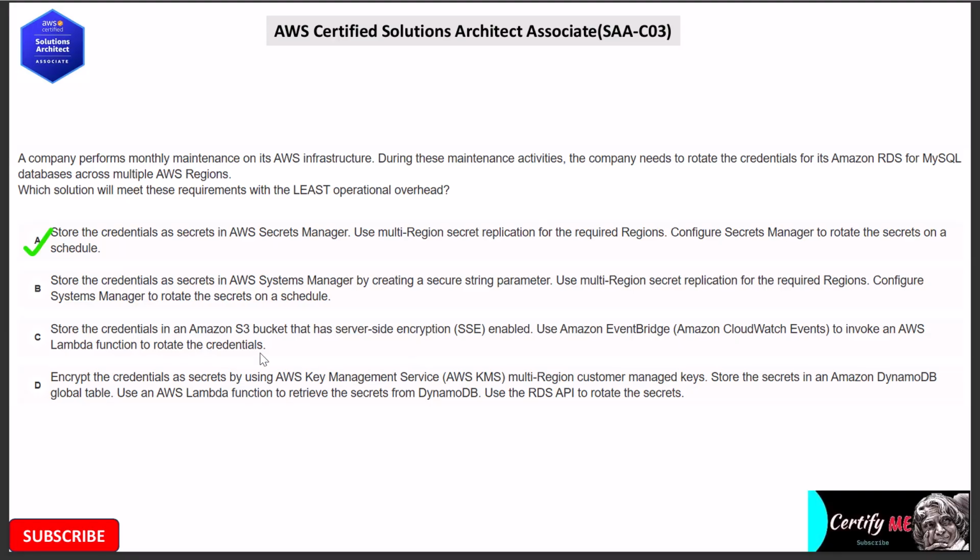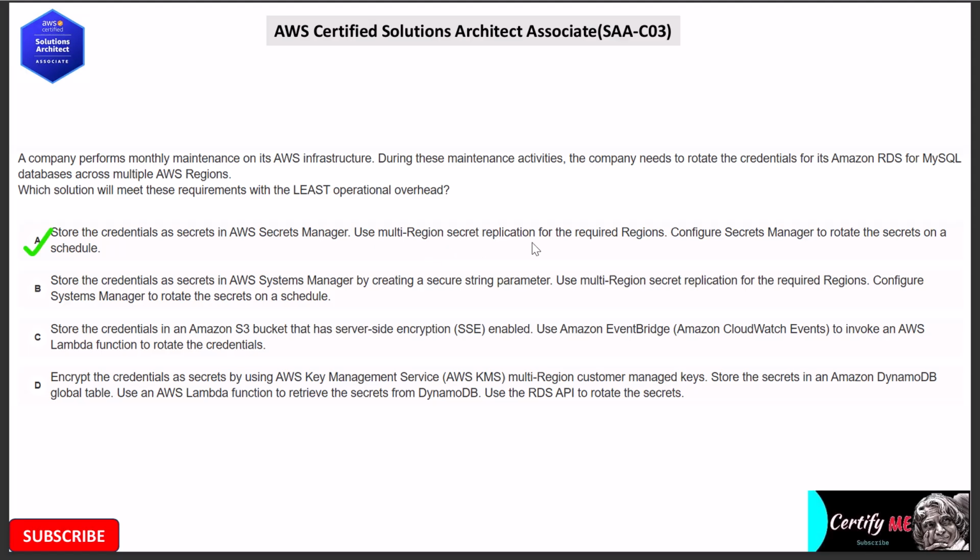Next question. A company performs monthly maintenance on its AWS infrastructure. During these maintenance activities, the company needs to rotate the credentials for its Amazon RDS for MySQL databases across multiple AWS Regions. Which solution will meet these requirements with the least operational overhead? Option A. Store the credentials as secrets in AWS Secrets Manager.